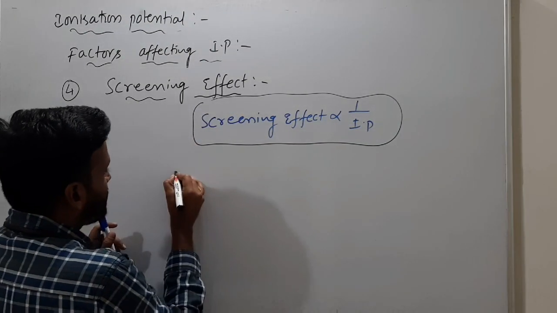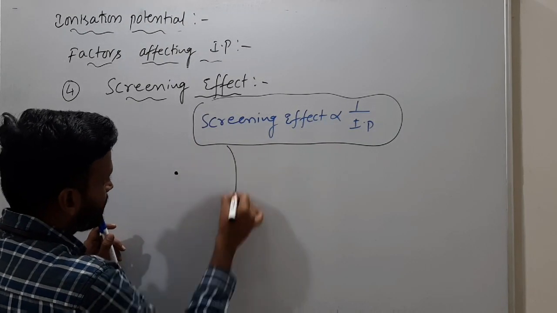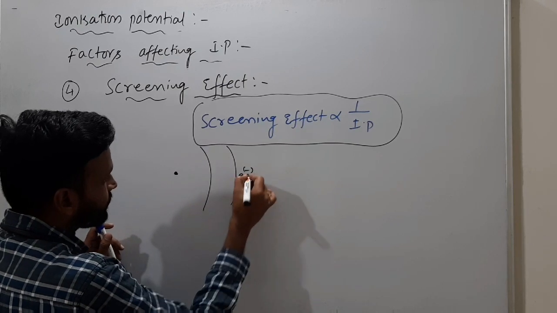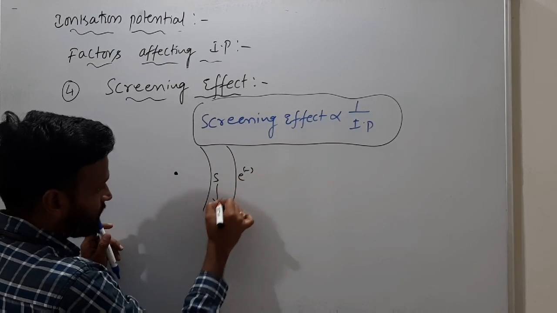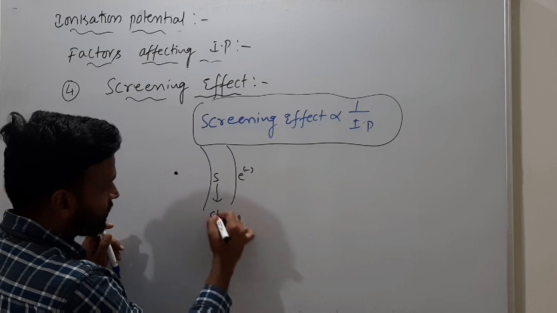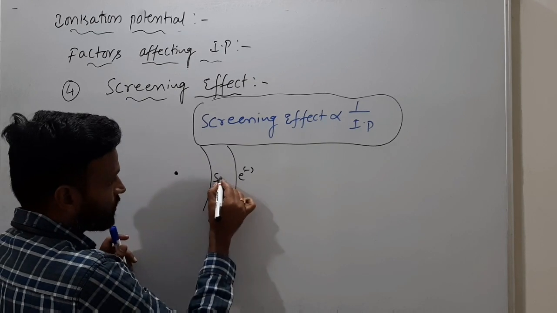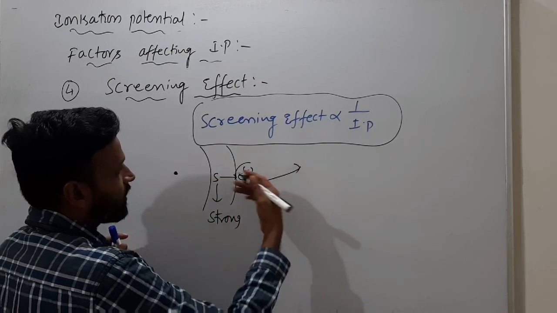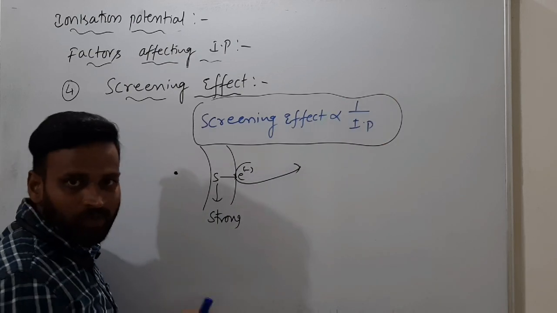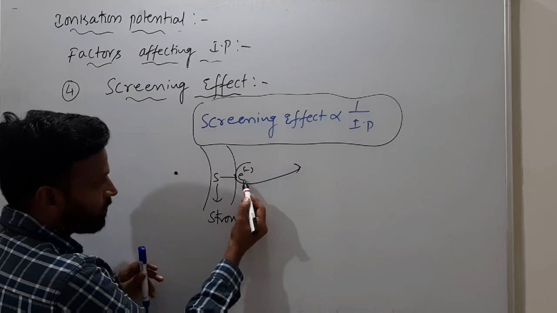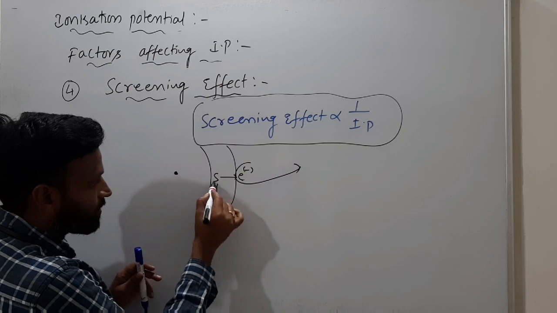So, the shielding effect: see, actually, the nucleus, and this is the outermost electron. Here the s subshell is a strong shielding. If this is strongly shielding, then this electron can be easily removed. Then very little IP will be required. This outermost electron is my son, and this s subshell is me.